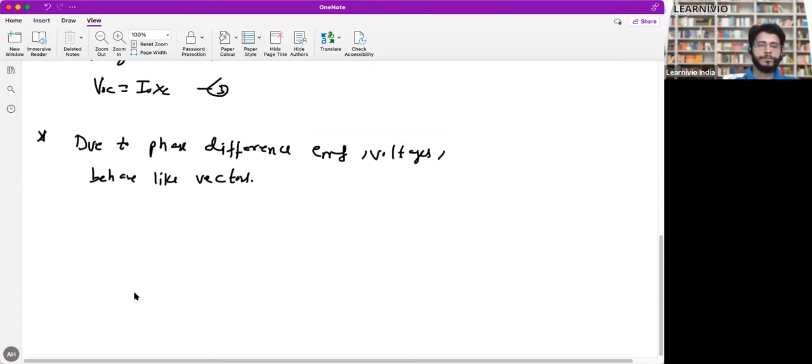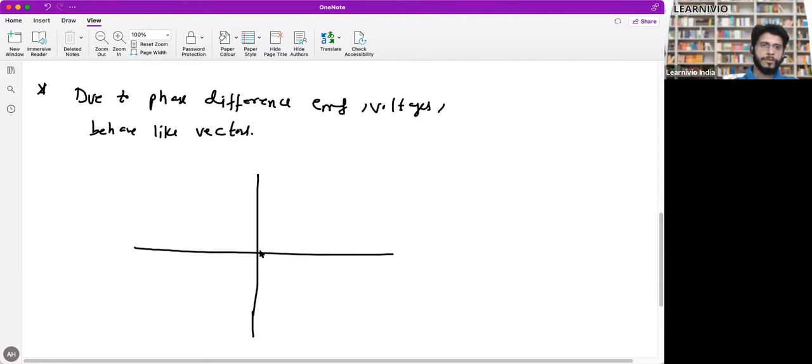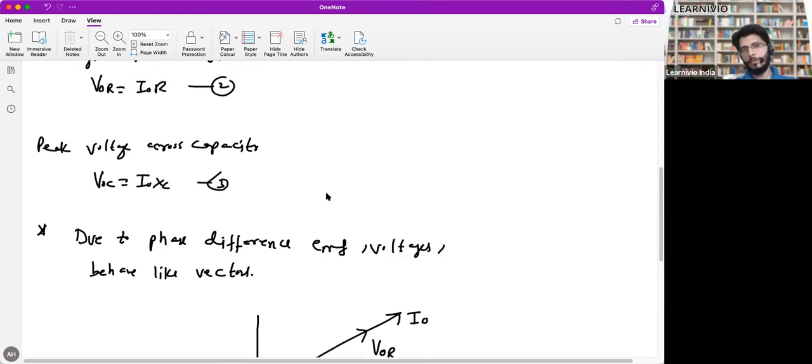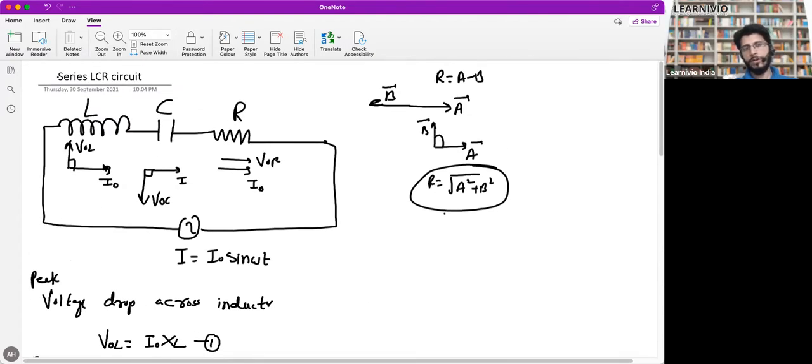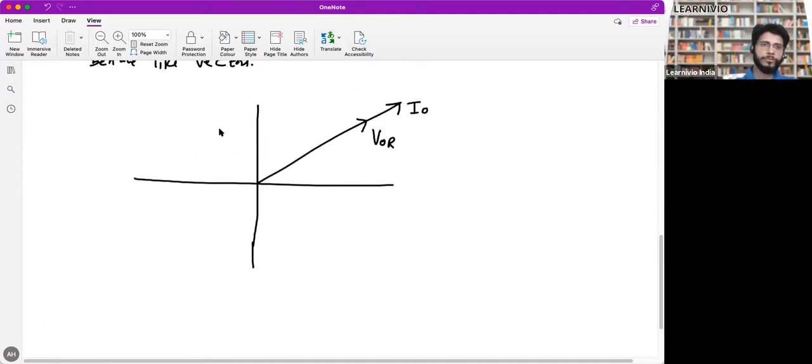Next is the phasor diagram. So this is the phasor for I naught. This is the phasor for voltage, V naught R. The voltage and current are in the same phase. See, what is V naught L? V naught L leads current by pi by 2. It's V naught L. It leads current by pi by 2, and it's V naught C. It lags current by pi by 2.